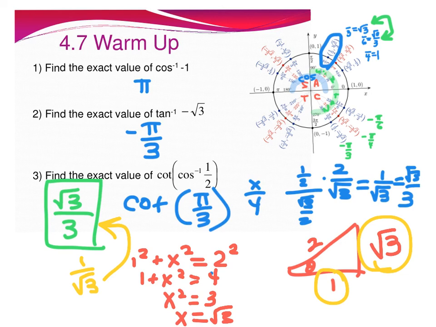So for questions like those, you can go either way, triangle or unit circle, if the value is on your unit circle. If the value is not, you have to do it the triangle way.